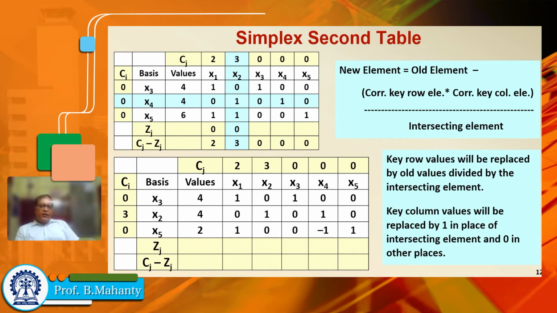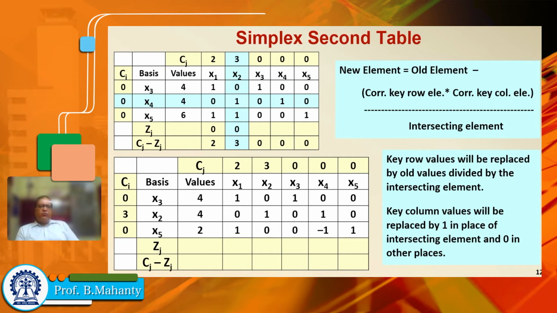In fact, a much better and simpler way is that you don't bother about every calculation. First, you write the key column, that is 0 1 0, and the key row divided by the intersecting element. Then the canonical form: x3 1 0 0, x2 0 1 0, and x5 0 0 1. So only the remaining values of x1 and x4 are to be calculated.